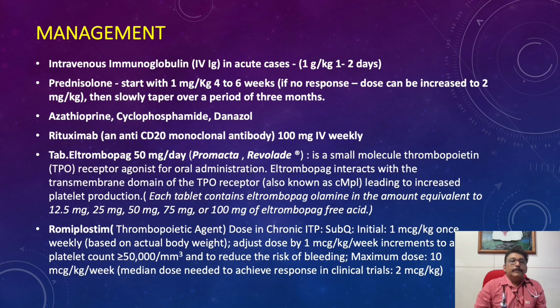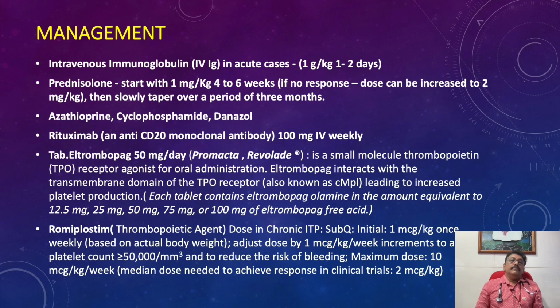Other drugs like azathioprine and cyclophosphamide also can be given as a pulse therapy initially, and rituximab, that is CD20 monoclonal antibody, 100 milligram IV weekly can be given. So these are the routine drugs given in acute thrombocytopenia, immune thrombocytopenia. So you can give IVIG initially, and whenever the patient is having flares, you can again give it. Rituximab also can be given. That's a biological monoclonal antibody.